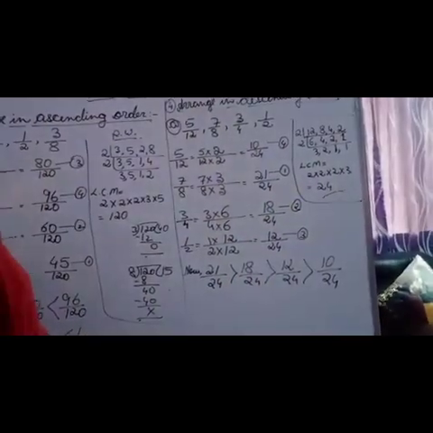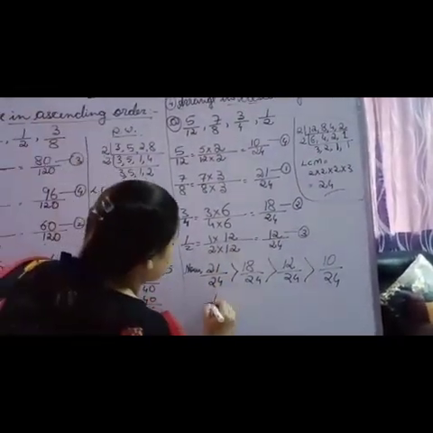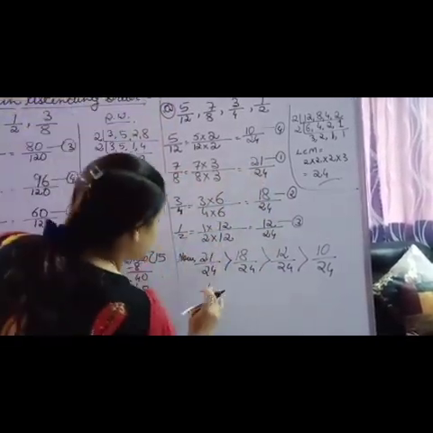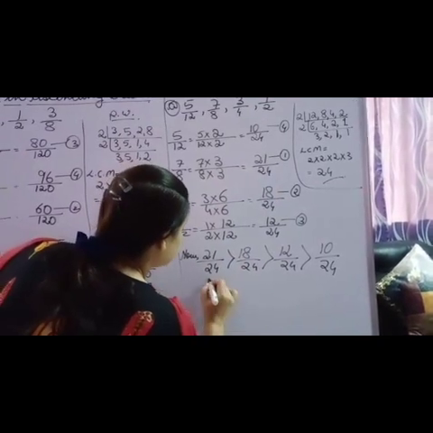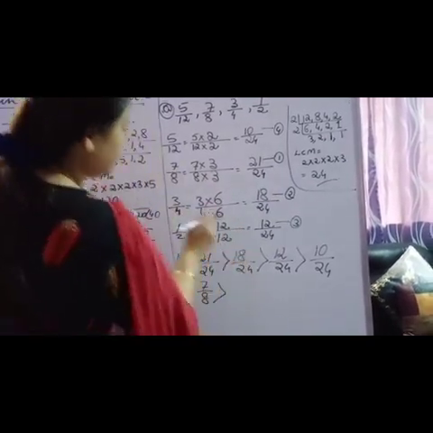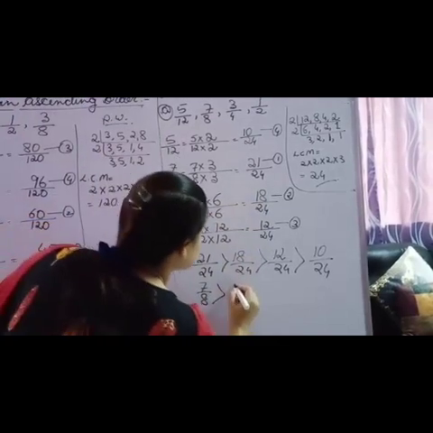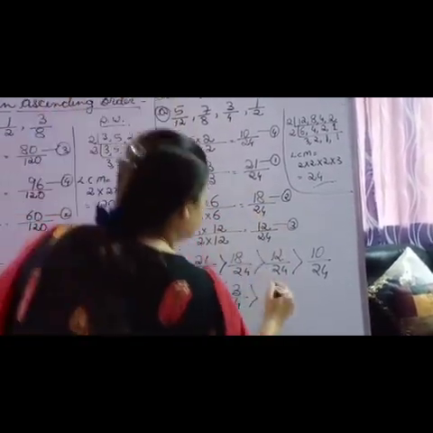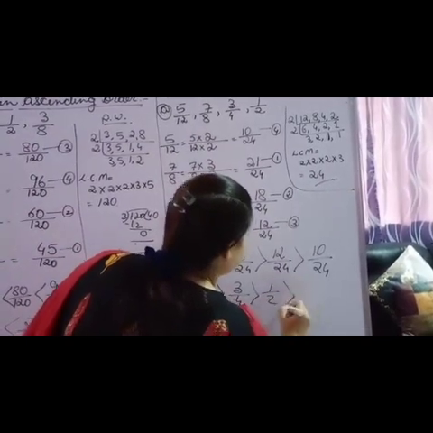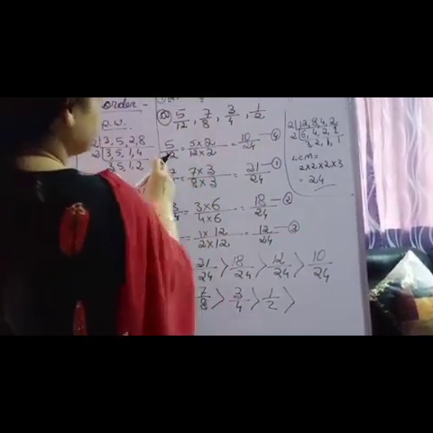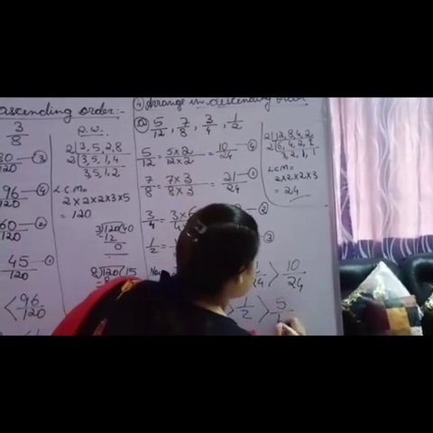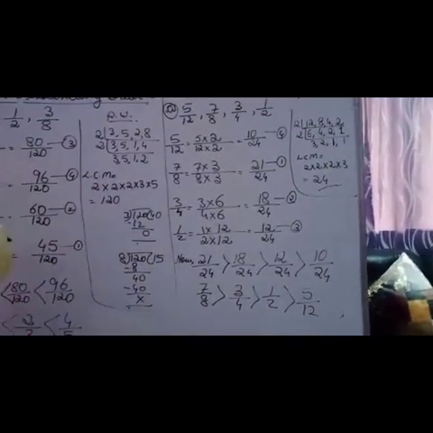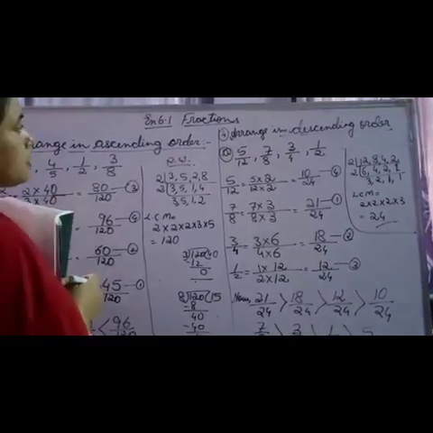Now I will write the original fractions. That means 21 by 24 is what? It is 7 by 8. 18 by 24 means 3 by 4. And 12 by 24 means it is half. And 10 by 24 means it is 5 by 12. So now I have arranged in descending order. Now in the next video I will explain you exercise 6.2.